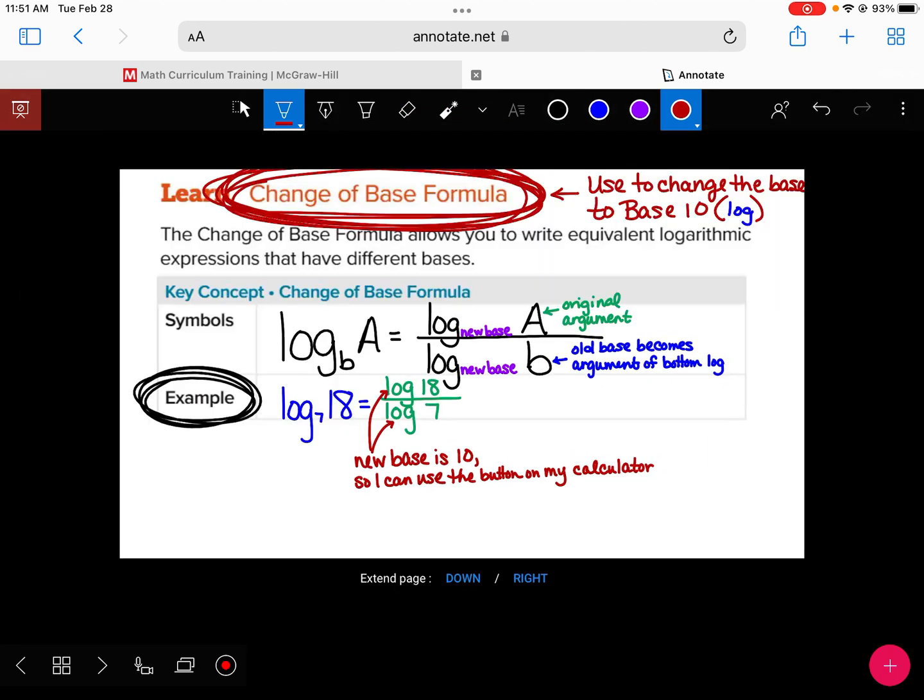Do I have tools now to be able to put that previous problem in my calculator? Let's go back and look at it.